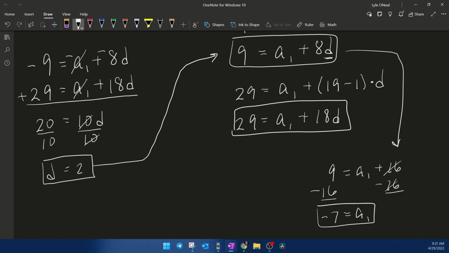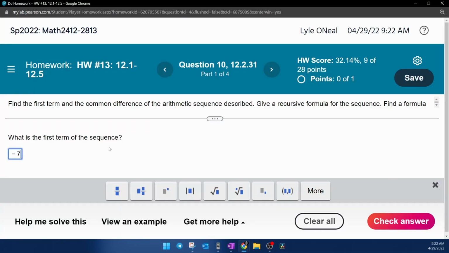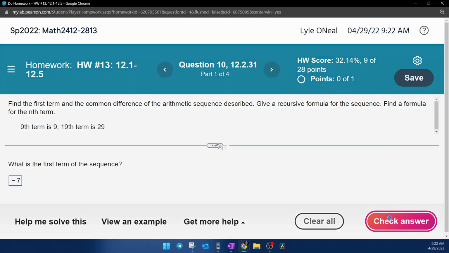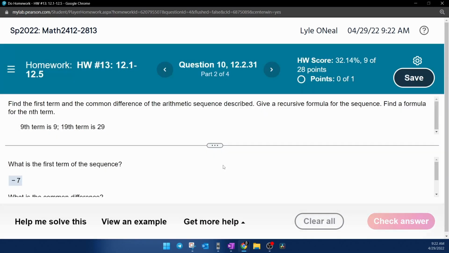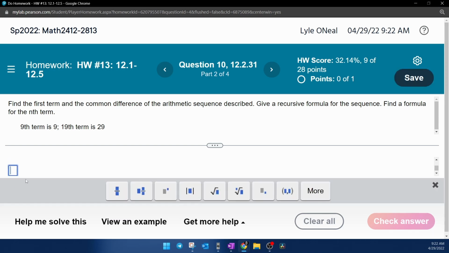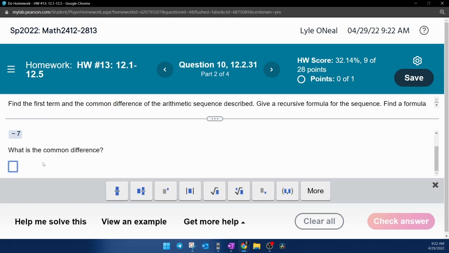Now let's go back to our MyLab Math and see if we're right. All right, what is the first term of the sequence? I think it's -7. Yay, we're good. Next, what is the common difference? Well, I already calculated that. The common difference was 2.